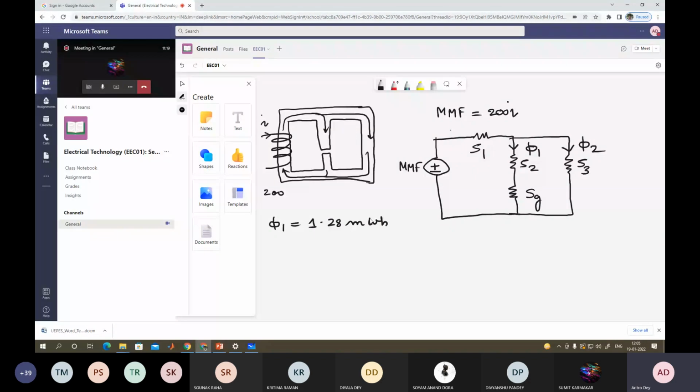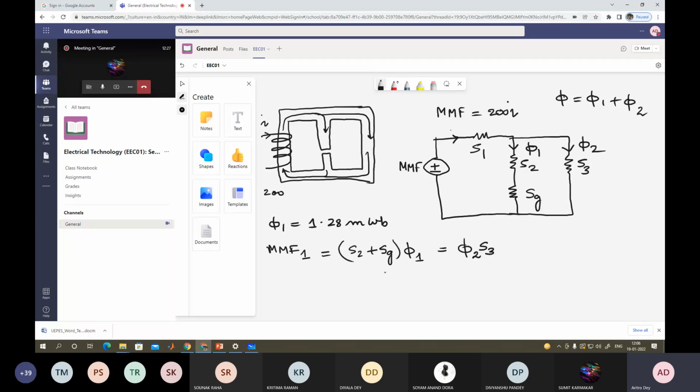This is your phi 1 through this, and this is your phi 2, and phi is equal to phi 1 plus phi 2. So for flux to flow through this path, we need an MMF for path 1, say MMF 1, equal to S2 plus Sg into phi 1, and that should be the same as phi 2 into S3. Agree? Because MMF in this path is the same as MMF in this path, just like your V equal to I1 R1 equal to I2 R2, same way.